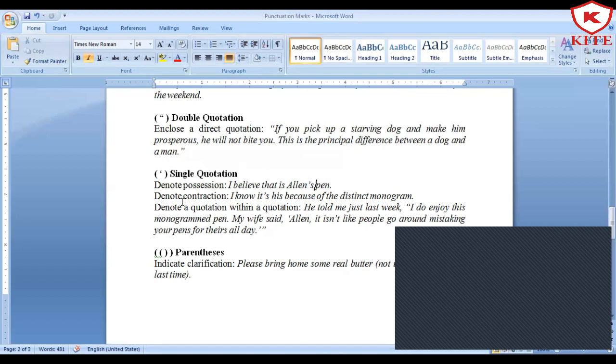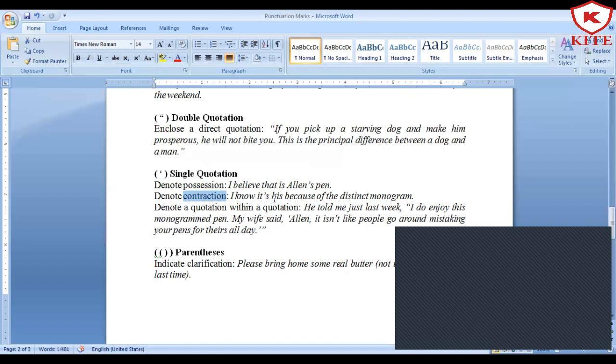See the next one. Single quotation is used to denote contraction. Now, what do you mean by contraction? Contraction means to show something in a contracted form, means in a smaller form, in a shortened version. I know it's his because of the distinct monogram. I know it's his, it is his. Okay, instead of writing it is, it's written it's.